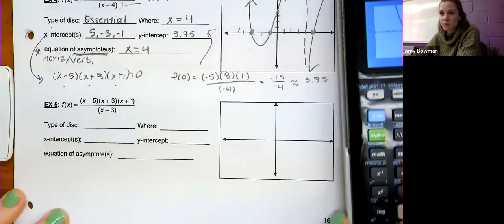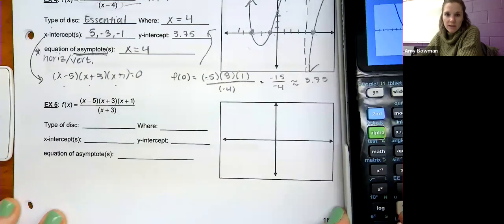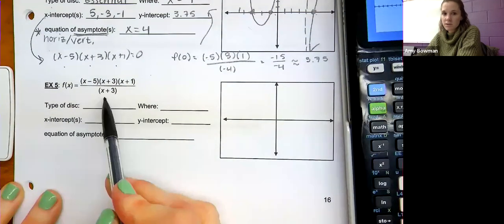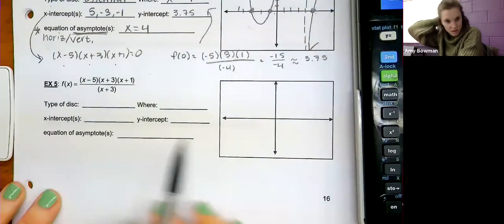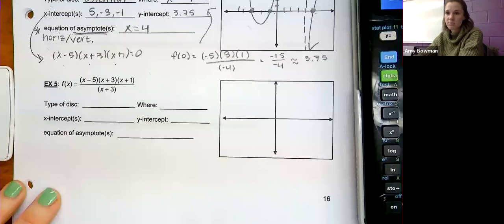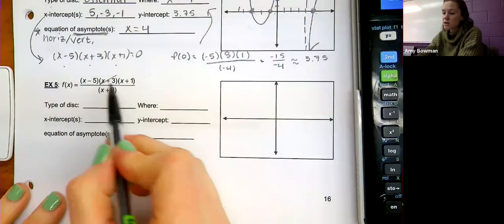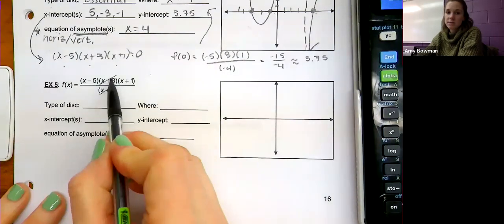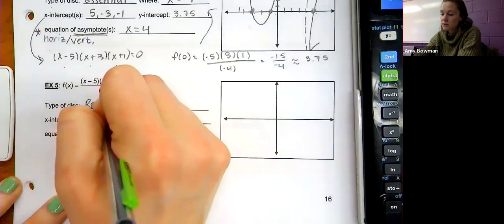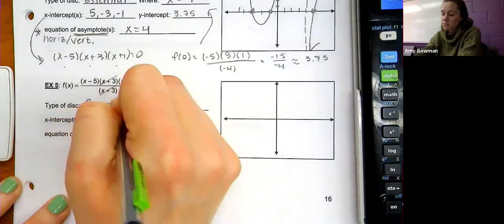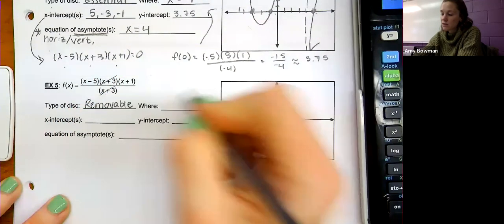So moving on to example 5, I've got another factored form, x minus 5, x plus 3, x plus 1 over x plus 3. So again, first we're going to look at asymptotes, discontinuities, and intercepts, and then piece together as much of this graph as we can. I have a discontinuity here. The good thing is it cancels out with the numerator. So this is actually a removable discontinuity. In other words, a hole at x equals -3.